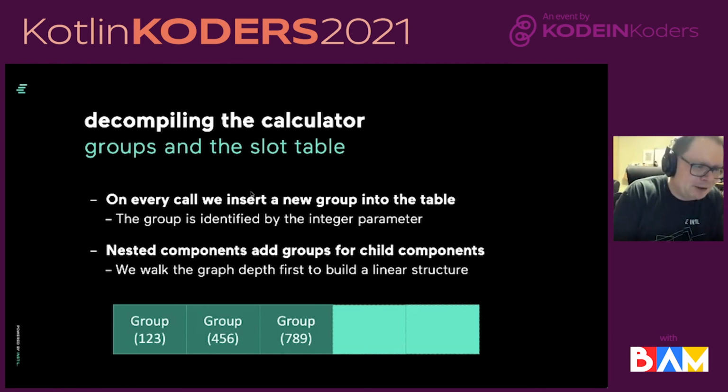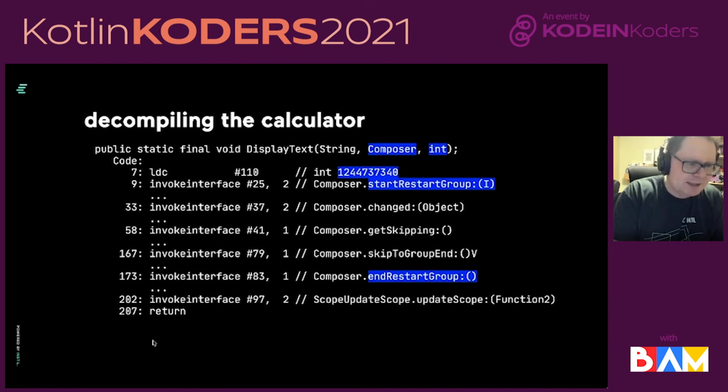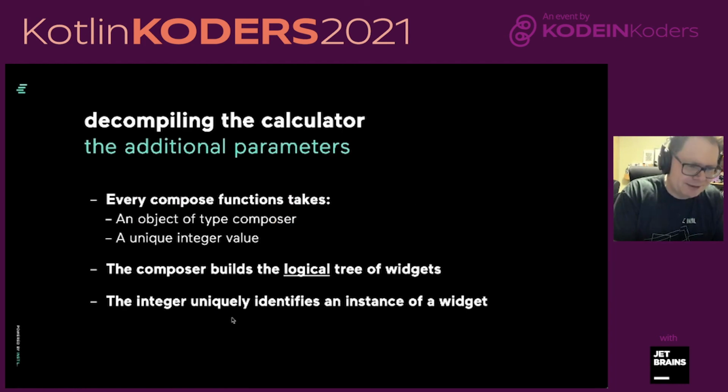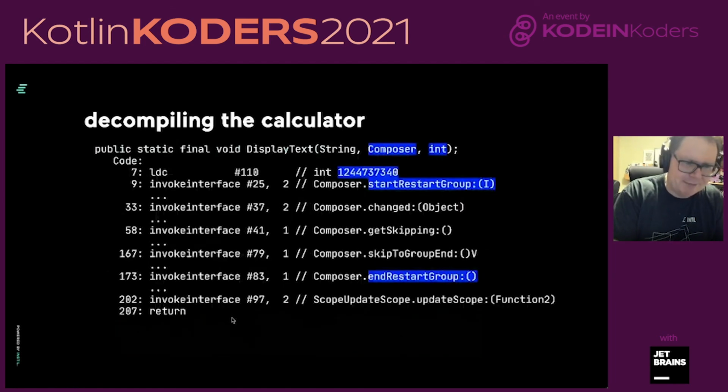But what it's doing is building up this data structure, which is going to be made up of groups of values. Each group is going to be identified by these integers that we were talking about. So let's look at the bytecode for our display text. Just to go back a minute, remember this is what we wrote here. This is what got generated by the compiler, and inside here there's going to be loads and loads of bytecode. So let's have a look at some of that bytecode.